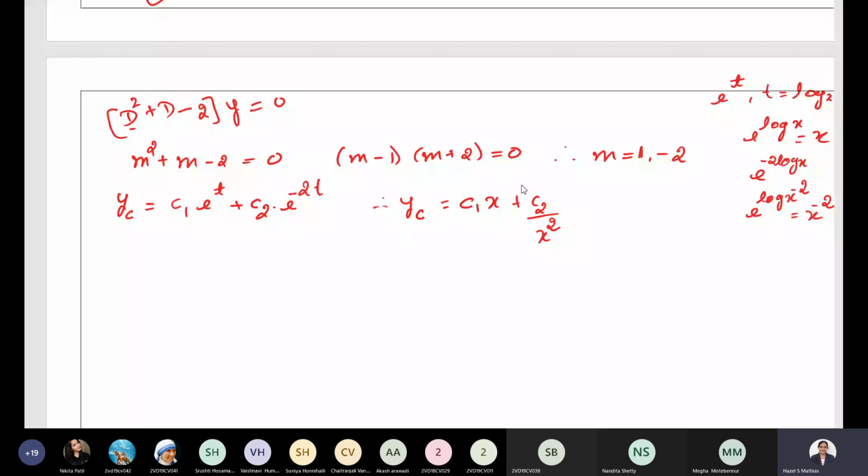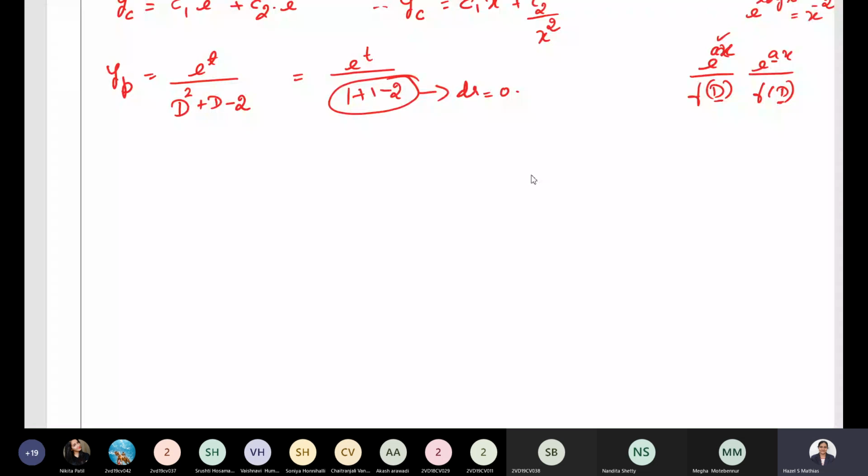The denominator becomes equal to 0. Remember, are you trying to recollect all these things? Okay. When the denominator becomes equal to 0, what did we used to do? We used to multiply by t, correct? We used to multiply by the variable t into e power t divided by the differentiation of the denominator. So what happens when we differentiate the denominator? It will be 2D plus 1. Am I correct?